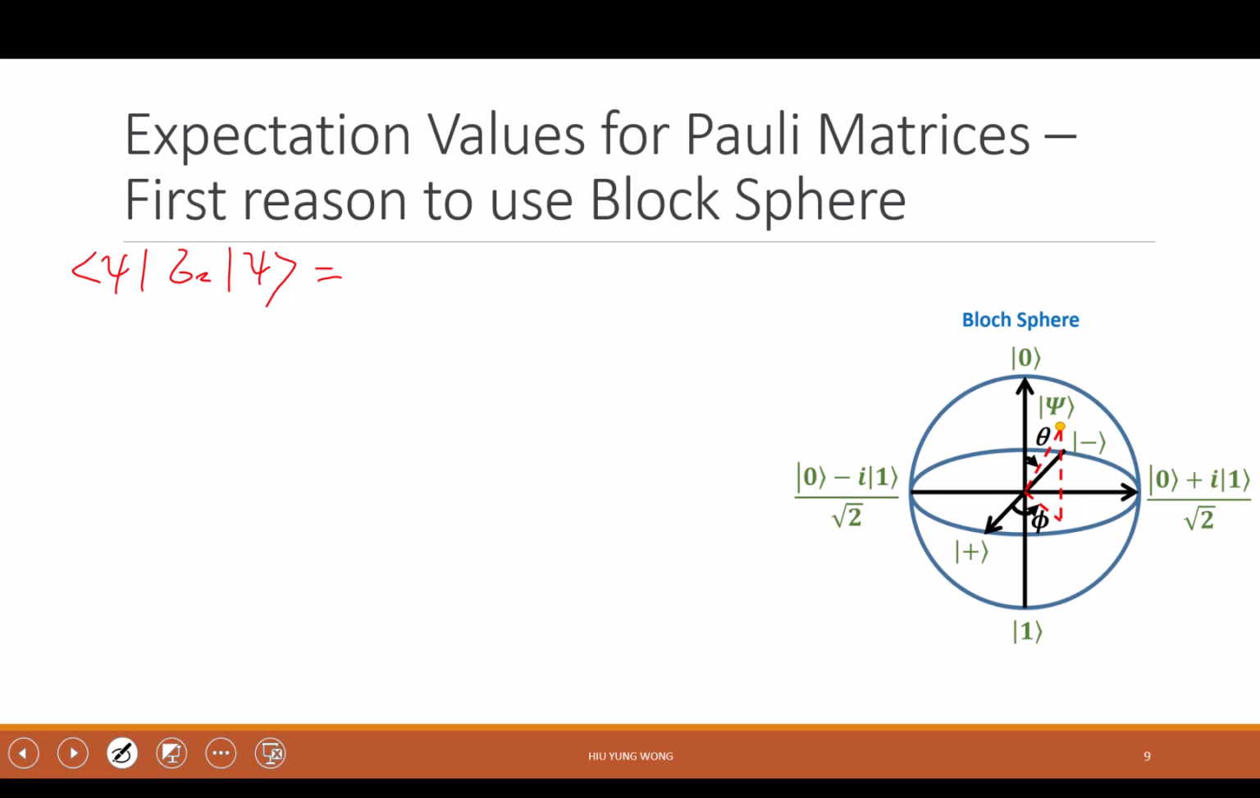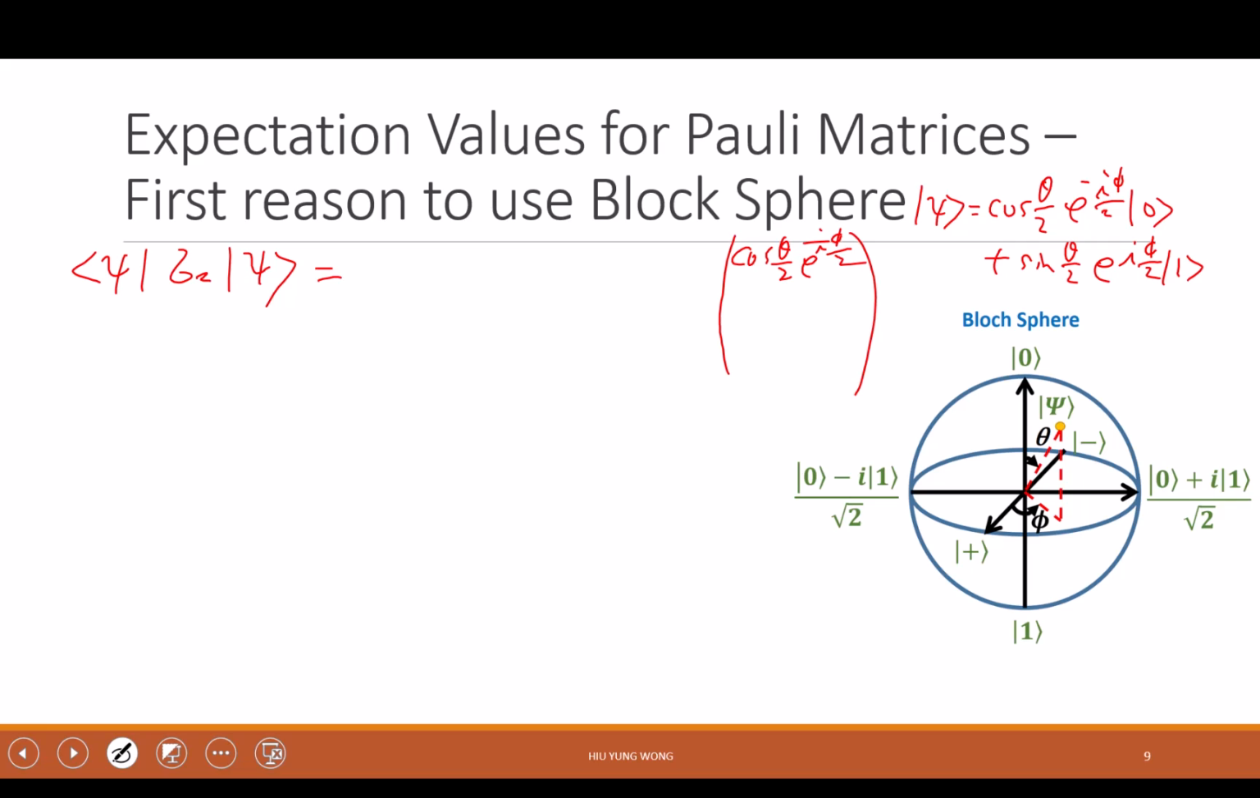What is psi again? I want to use what I derived earlier: cosine theta over 2, e to the power negative i phi over 2, 0, plus sine theta over 2, e to the power i phi over 2, 1, right? How do you write it in column form? Cosine theta divided by 2, e to the power negative i phi over 2, and then e to the power i phi over 2. Okay? I hope this is simple to you. We have emphasized this a lot in the previous video, right? Because we know this corresponds to 0, this corresponds to 1.